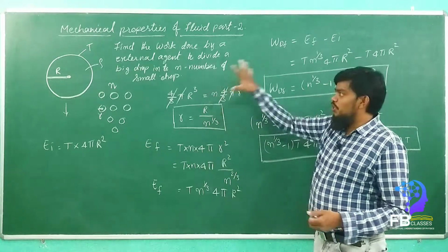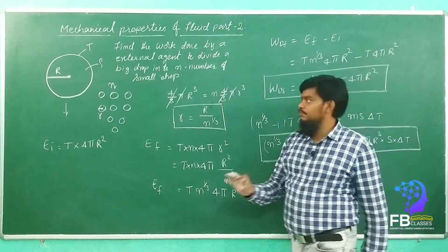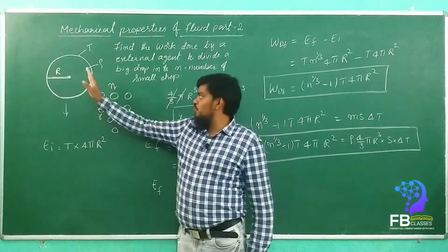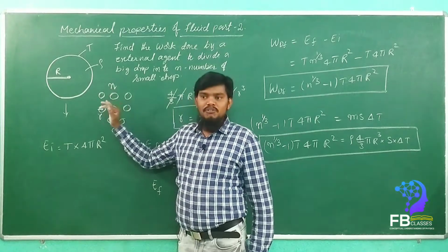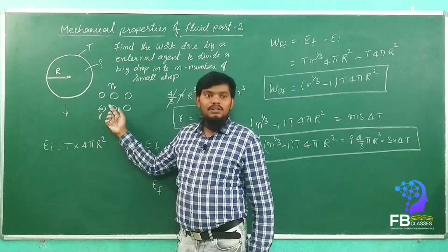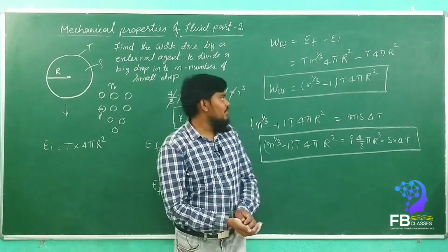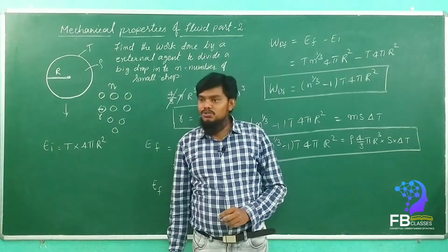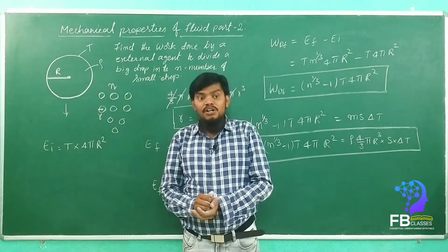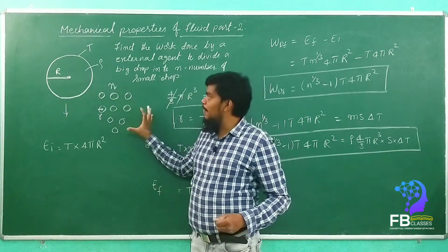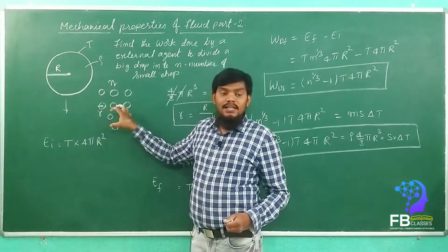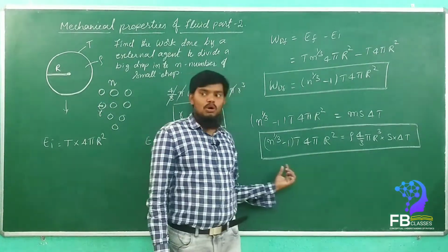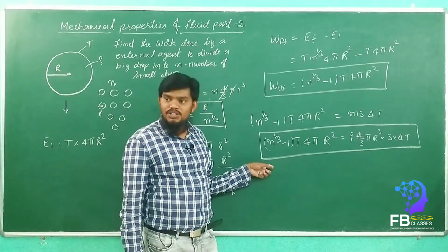So what is the total conceptual understanding? Simple. The big drop has low energy, small drops have more energy. So if the big drop is broken into small drops, then the work done is converted into an increase of its energy. How much energy increases? n^(1/3) minus 1 into T 4 pi r square. That much energy increases. Vice versa, if small drops make a big drop, then the work done is stored in the form of an increase of temperature. So how much is the increase in temperature? We can find out with this equation.